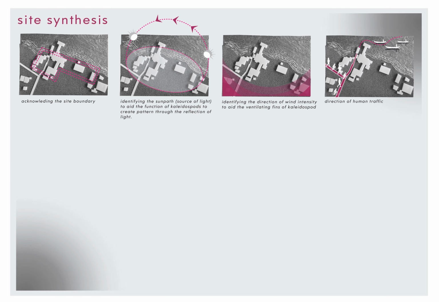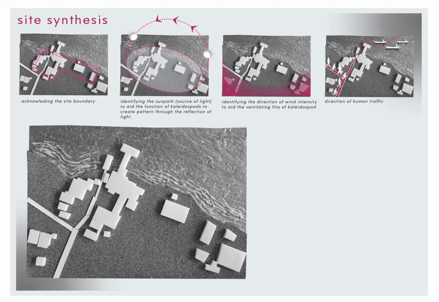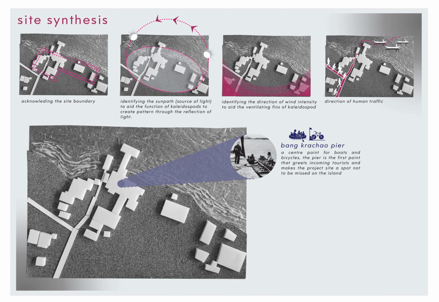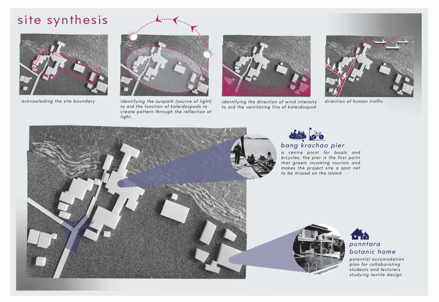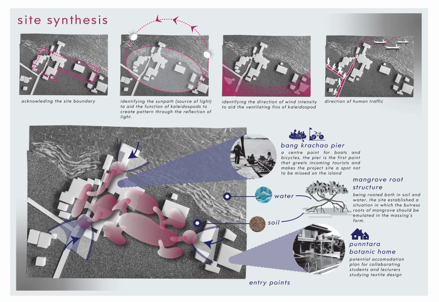With that, I pinned the main assembly points that would draw in human traffic from three directions. First, the Bangkrachao Pier that welcomes tourists from the opposite shores of the island. Secondly, the crossroads in front of the bicycle sheds. And lastly, a neighboring Puntara Botanic Home that could serve as an accommodation for visiting lecturers and students for the textile design program. With these points pinned, the proposed site massing branches into the core of the project site like the buttress roots of a mangrove tree, since it is also rooted in both soil and water like the plant.